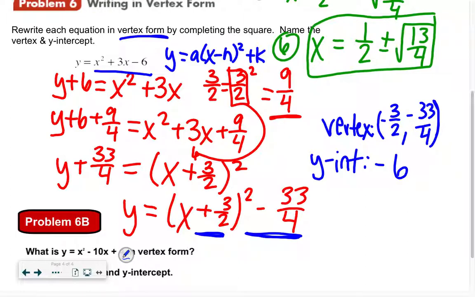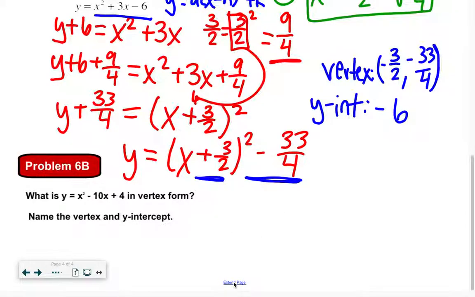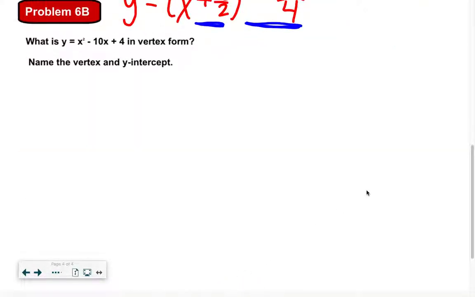Okay, we got one more. Same thing, I want to put this in vertex form. What's step one? Yeah, x's together, numbers together. So y plus 4, subtract it. Y minus 4 equals x squared minus 10x. What's next? Find our b and do what to it?